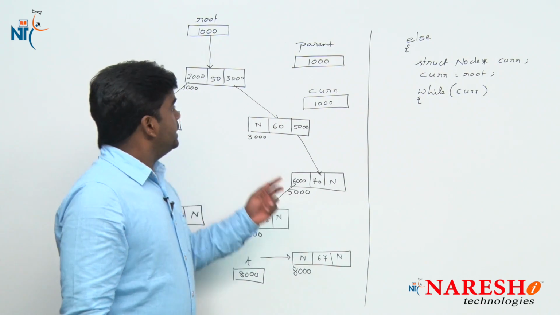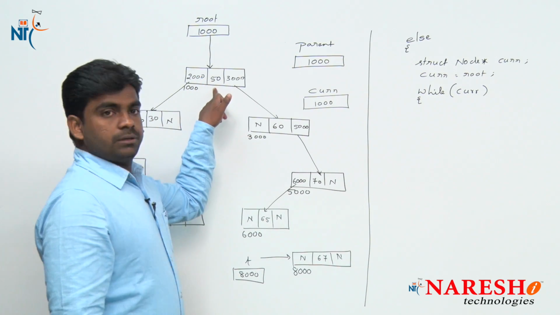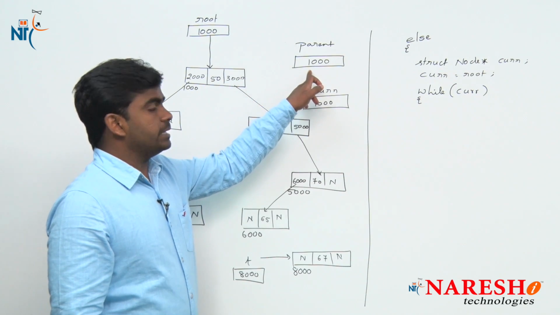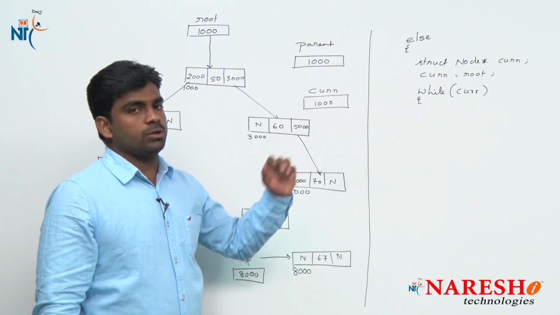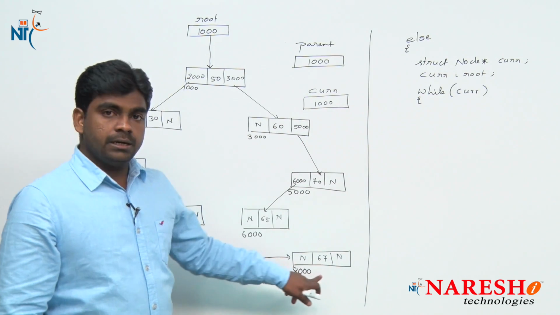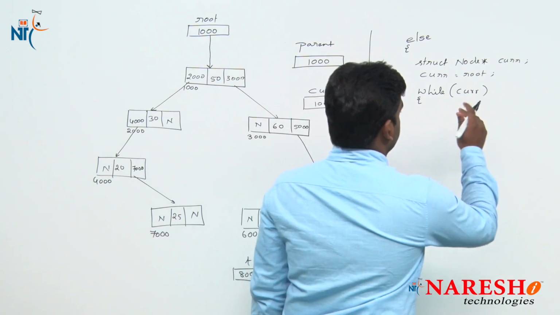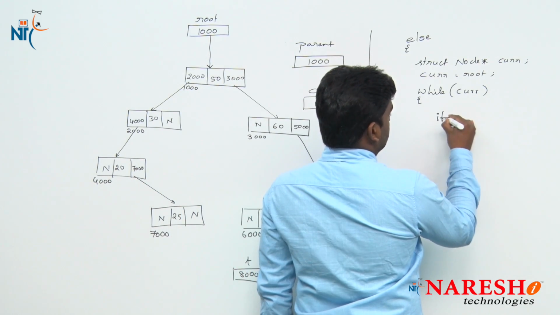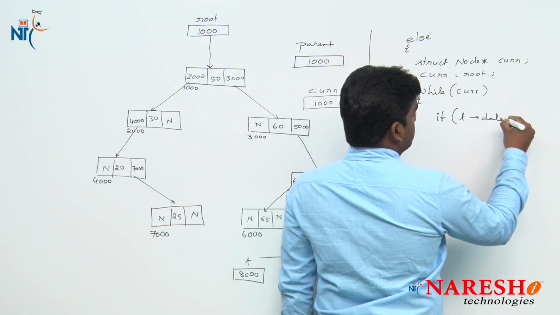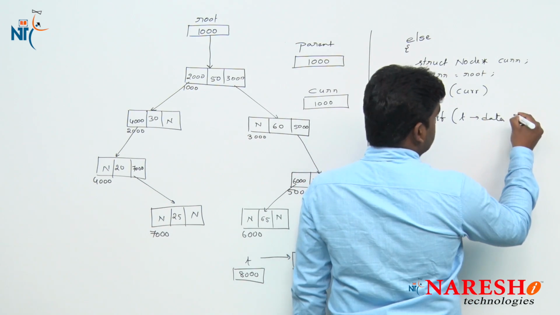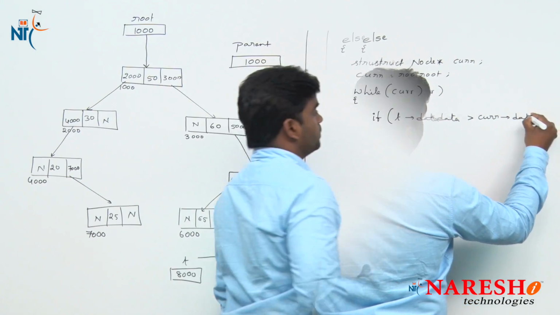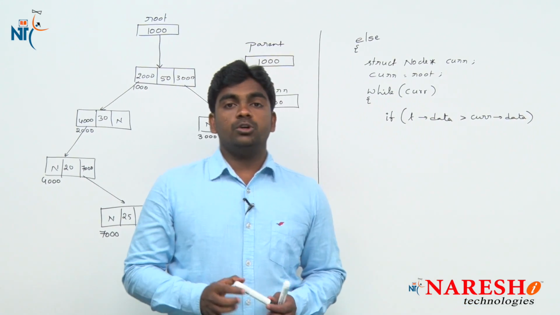67, we need to compare with 50. 50 is nothing but a parent, or we can call it current also, no problem. Simply here it is a T2 node data. Here if T2 data is greater than current to data.